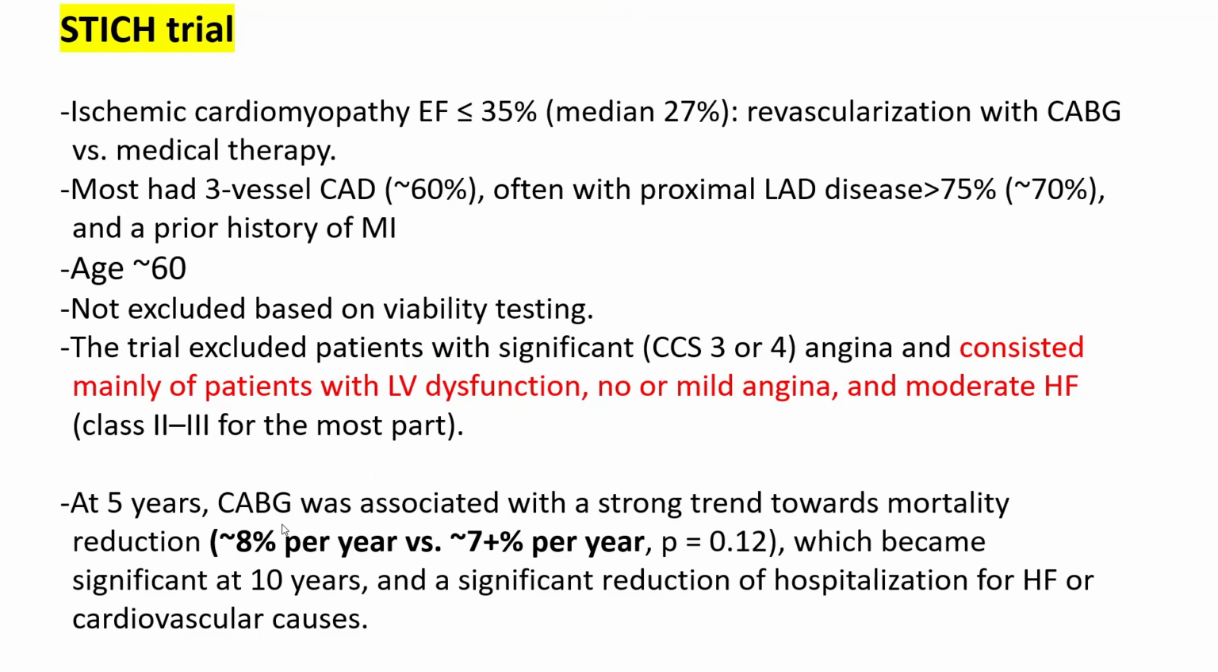At 5 years, CABG was associated with a strong trend towards mortality reduction, but by less than 1% per year: 8% per year mortality in the medical arm versus 7+% mortality in the CABG arm, which was not significant at 5 years. It became significant at 10 years, again, less than 1% mortality reduction per year, and there was a significant reduction of heart failure hospitalization.